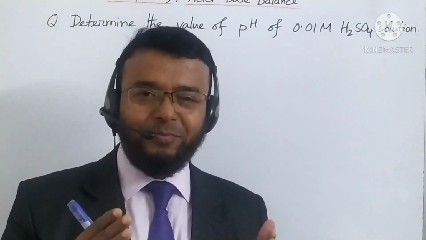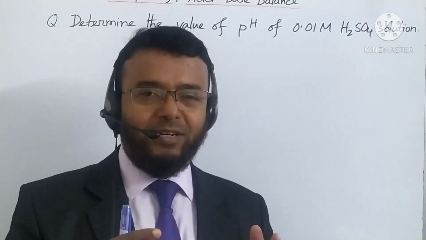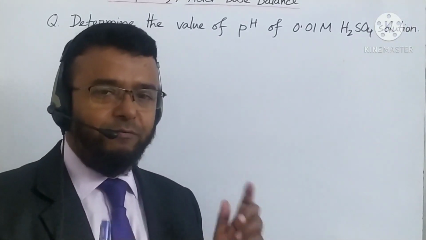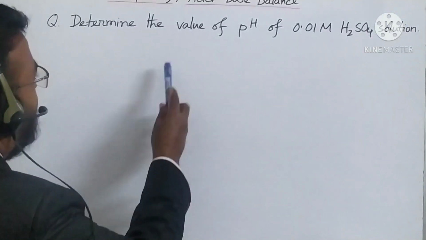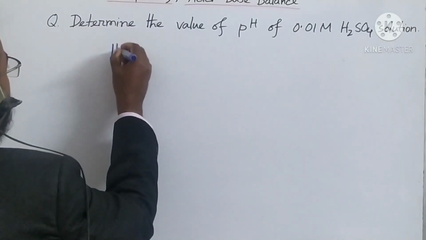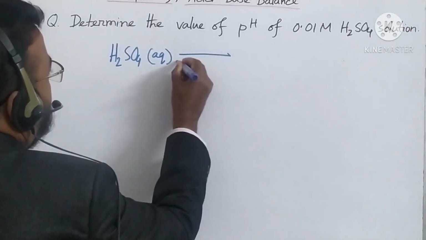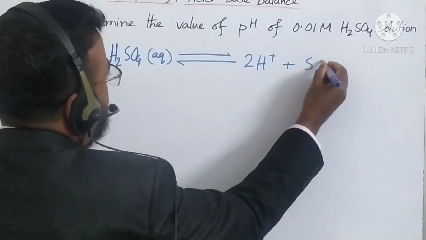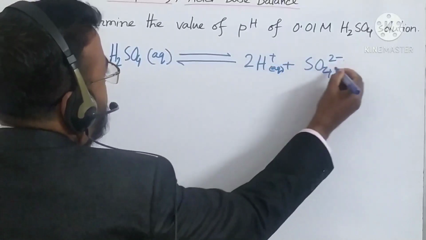Okay, students, you have seen what pH is, and I have shown the value of pH in different organs of the human body. Now I will do some mathematical problems of pH. I have written a question: determine the value of pH of 0.1 mole sulfuric acid. At first, sulfuric acid in aqueous solution gives 2 hydrogen ion plus sulfate ion, both aqueous.